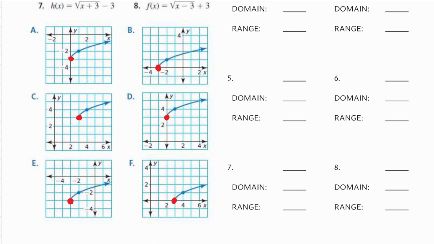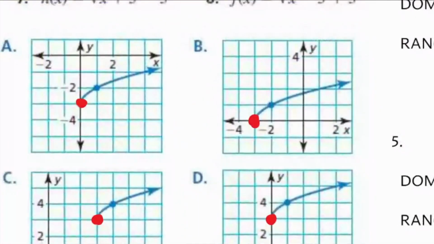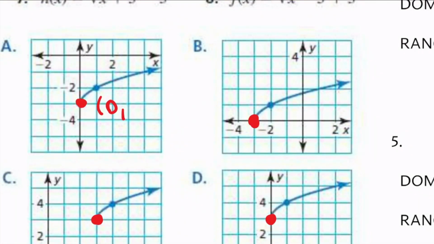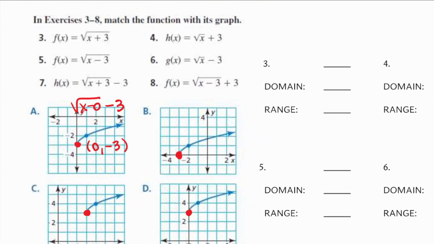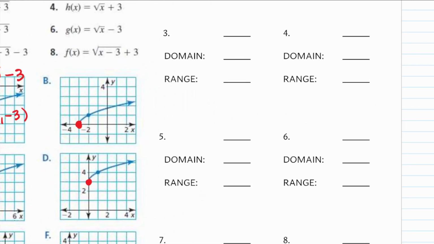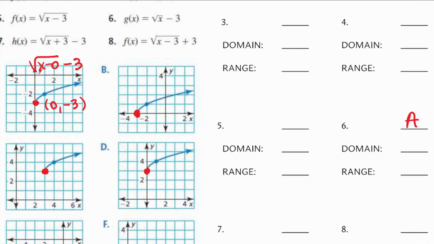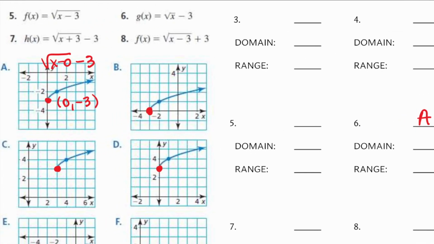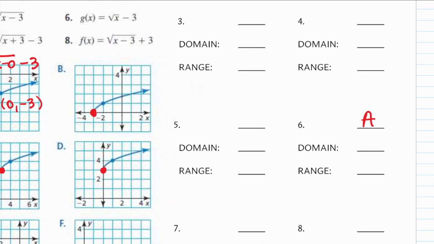Okay, for instance, I'll just start with a. This is at where x is 0 and y is -3. So I'm expecting the square root of x minus 0 minus 3, right? So square root of x minus 3, that's number 6. I'm looking for a. All right, so a there. The domain of this thing, the x values that I can plug in and get a y back, is just where x is greater than or equal to 0. It's also just the x values that I'm seeing on the graph. So x greater than or equal to 0.